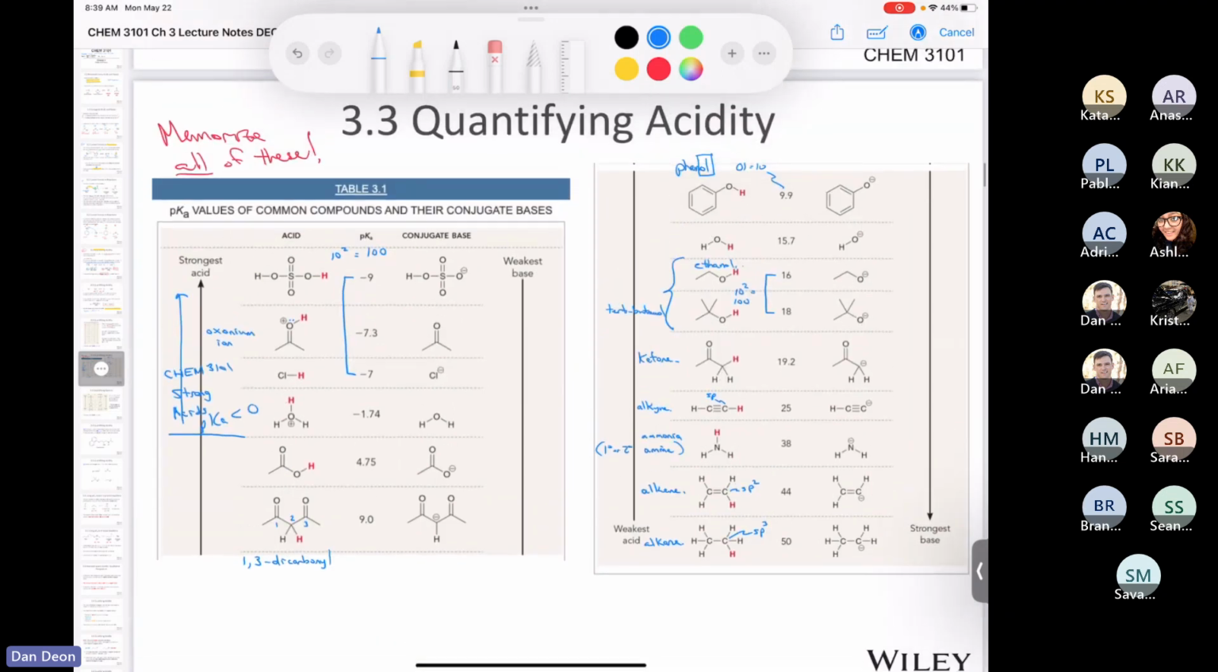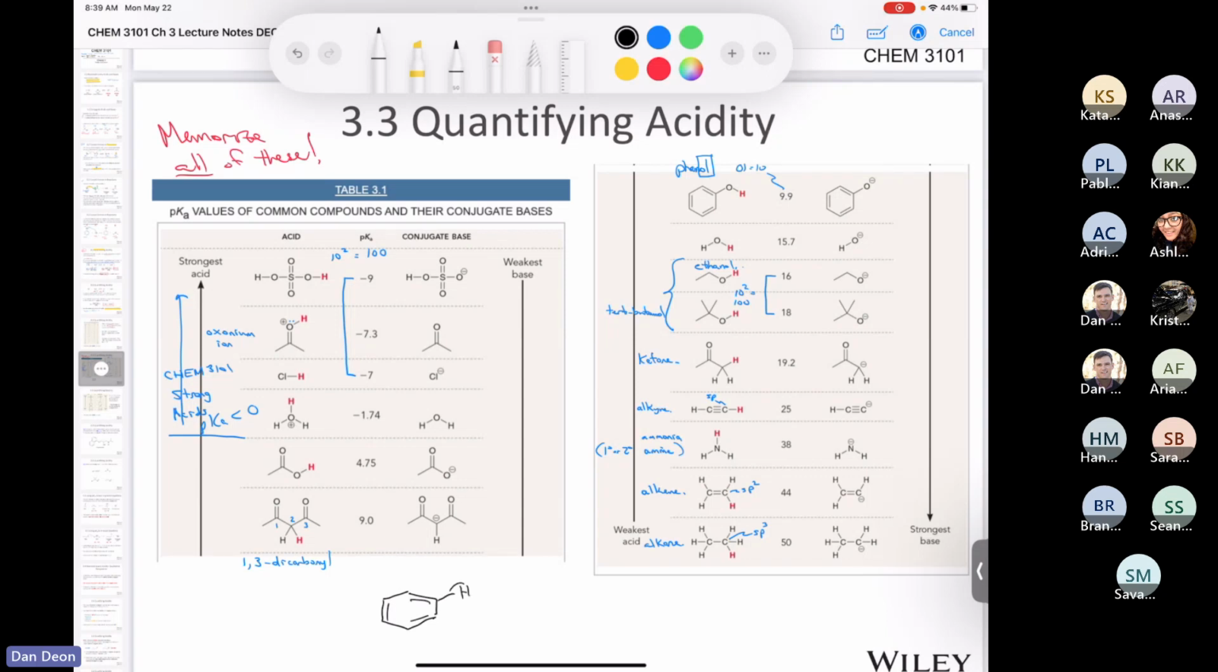I'll add one thing on here, just because it shows up from time to time in the textbook. If you have an aromatic ring, the pKa of the proton on an aromatic ring is about 43. So pKa is equal to 43. If you're wondering why they didn't put it in the table, it's because it's a bond between an sp2 hybridized carbon and the hydrogen. And you can see here that they put 44 and 43, come on. It's a pretty small difference, so it's going to work.